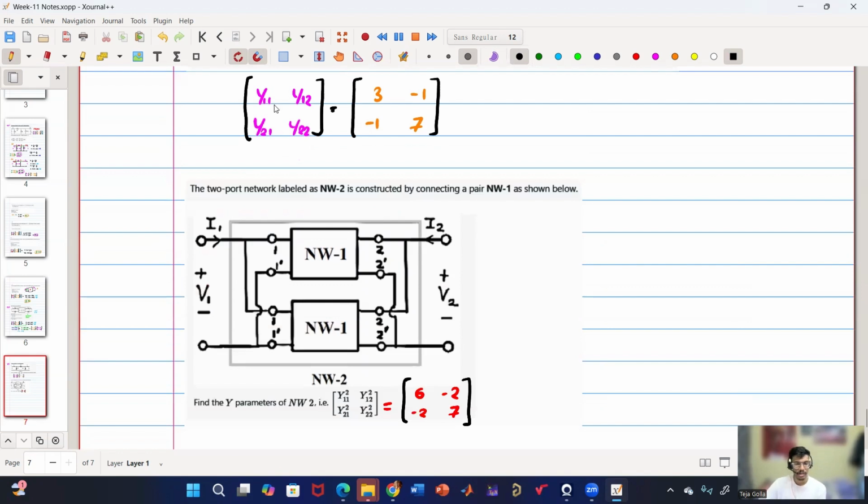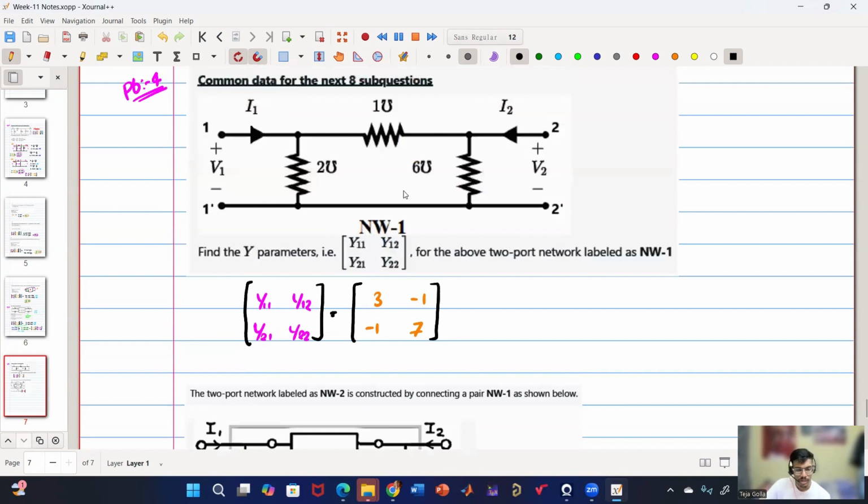Basically, these are y parameters. So you have to make v2 equal to 0 and solve for y11, y21, as well as v1 equal to 0 and solve for y12 and y22, which we have solved in the last week. So you can go through that video and see how we have solved. Same thing, you have to make v1 0 as well as v2 0 and solve for y11, y12, y21, y22. This will be the answer that you'll be getting.